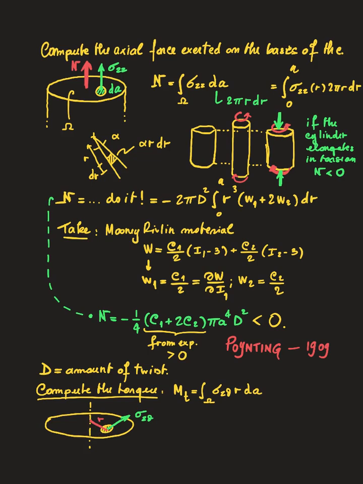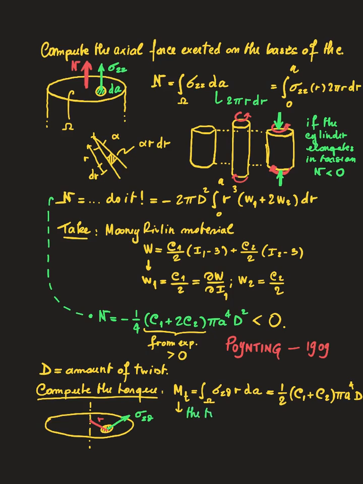So if you do this calculation for a Mooney-Rivlin material, this becomes 1/2. I just give you the result because I really don't want to make it too heavy. But if you do this for a Mooney-Rivlin material, then this is equal to C1 plus C2 pi a to the 4th power d. So you see, this tells you that the amount of twist of the cylinder is linearly proportional to the torque.